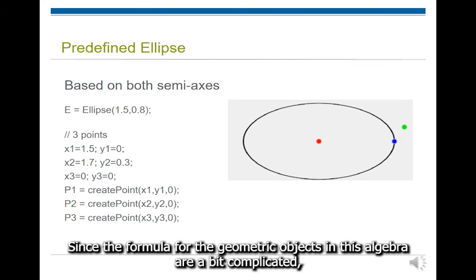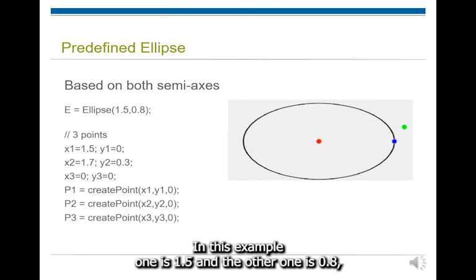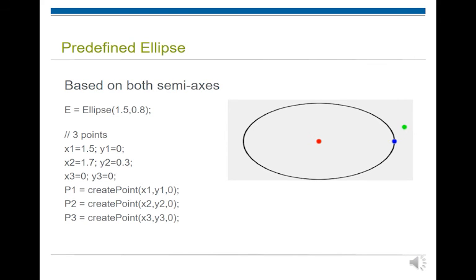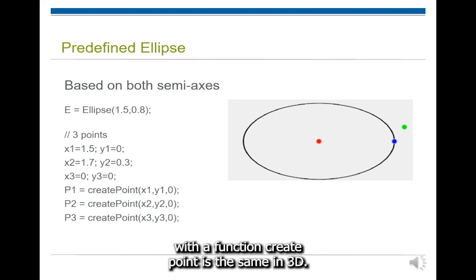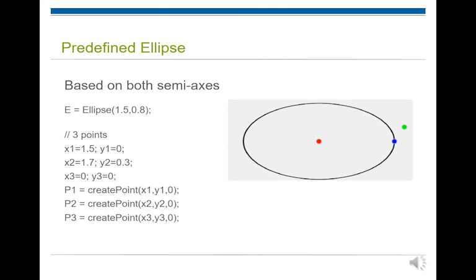Since the formulas for the geometric objects in this algebra are a bit complicated, they are predefined. The ellipse, for instance, can be defined based on the two semi-axes. In this example, one is 1.5 and the other one is 0.8. Also, points can be defined with a function create point. It's the same in 3D. This is why the z coordinate is always 0 for 2D applications.